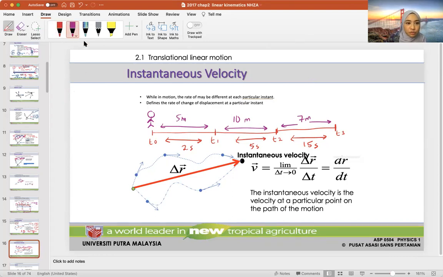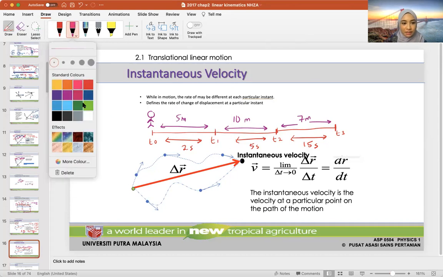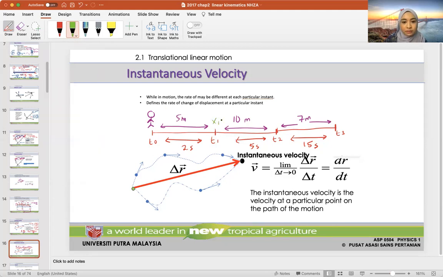So Fatihah is moving. Okay. Dia sangat cergas orangnya. So dia bergerak daripada T0 to T1. T0 to T1 is 2 second in duration. And dia bergerak dari this point to this point. I will call this X1. This is X0, the reference point. This is X1 minus X0 is 5 meter.